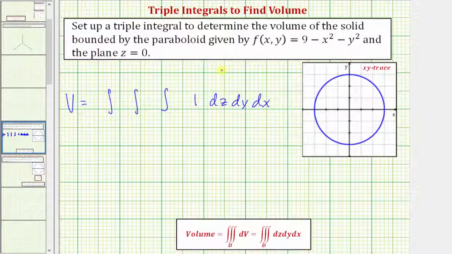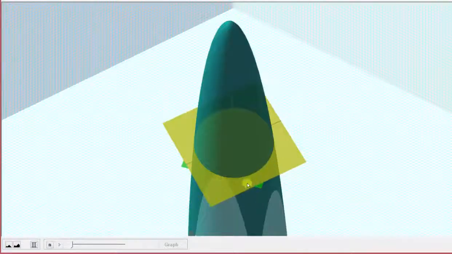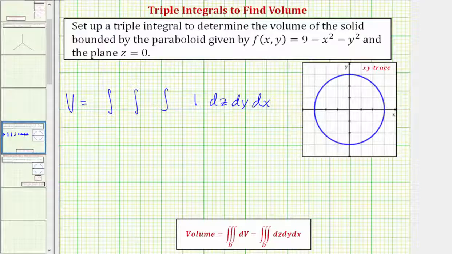Remember, the solid region is bounded below by the plane z equals 0 and bounded above by z equals 9 minus x squared minus y squared, given by our function f of x comma y. So we know the limits of integration for z will be from 0 to 9 minus x squared minus y squared. So now we need to find the limits of integration with respect to y and x, so we'll need the xy trace to help us determine these limits of integration.